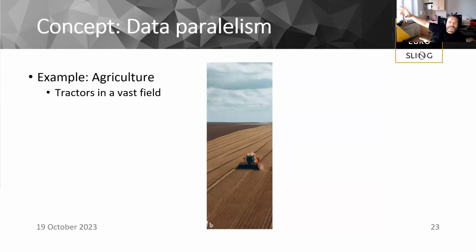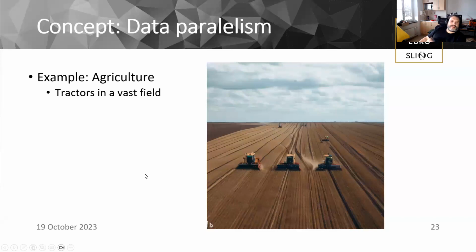Unfavorable weather conditions will destroy their crops. So at some point, the crop is ready to be harvested, and it needs to be harvested right now and not take 2 months, because by then the crop will rot. What can they do? Well, they don't have just one combine harvester. If they're really big, they have multiple combine harvesters, and they can do it in parallel. And this is actually a concept called data parallelism.